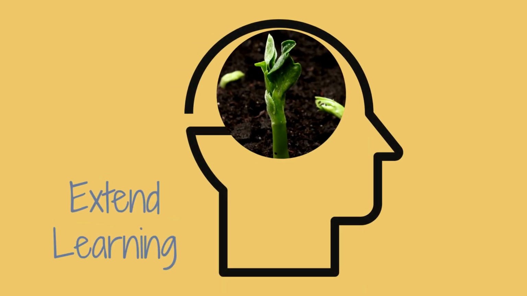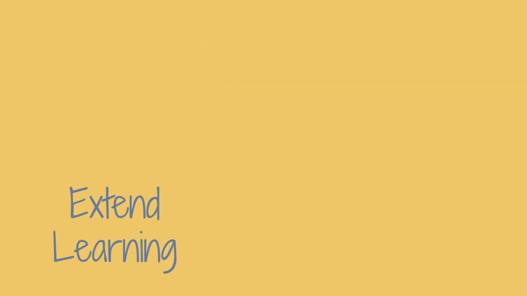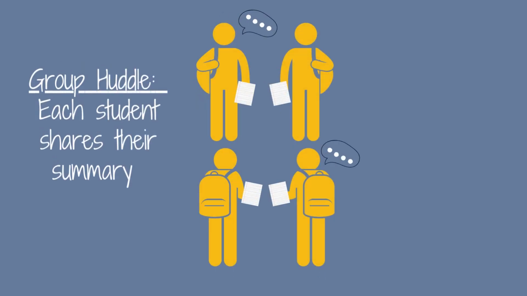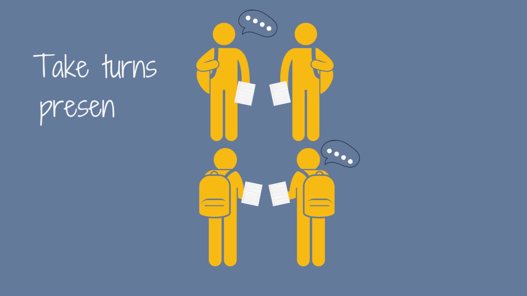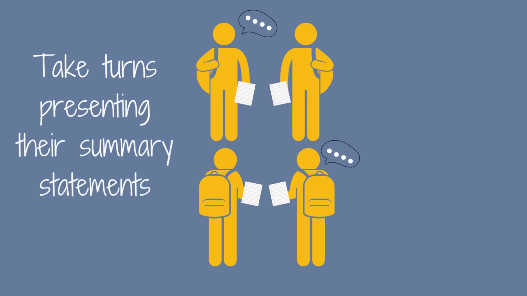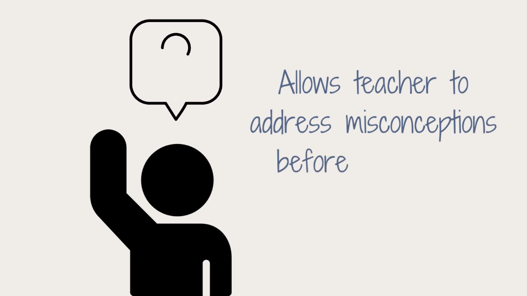Sift, sort, and summarize can extend learning as well. For example, students can participate in a group huddle at the conclusion of the strategy to present their summary statements. Students would stand in their pairs or groups and take turns presenting their final summary of their group sort to another group or pair. This not only holds students accountable to the end answer, but allows for additional support or aid if there are still questions or misconceptions about the content.